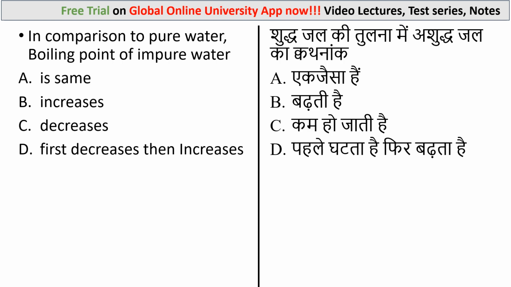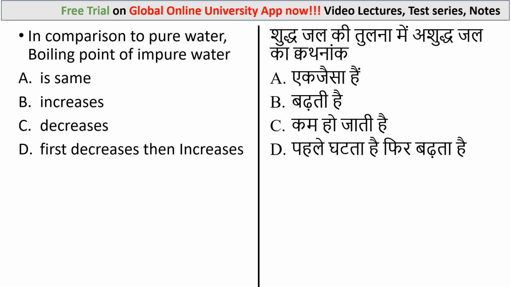In comparison to pure water, the boiling point of impure water. In the given question they ask about the boiling point of impure water in comparison to pure water, and the options given are: same, will increase, will decrease, and first it will decrease and then increase. Sea water is impure water. Adding salt increases the boiling point of water. This is because salt is a non-volatile solid, which is responsible for boiling point elevation.